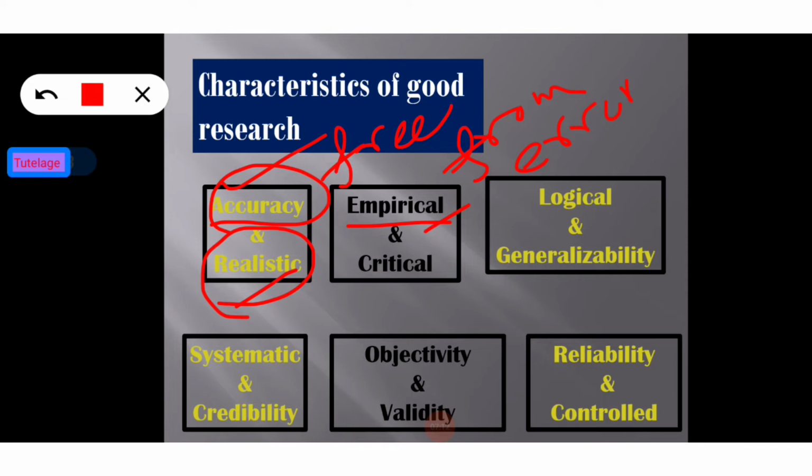Now going to the fourth characteristic, that is critical. There should be critical analysis of the methods and procedures used so that research should be free from any errors, as we have already said. It should be able to resist critical scrutiny. Okay. Now going to the next one, that is logical. Good research is always logical.